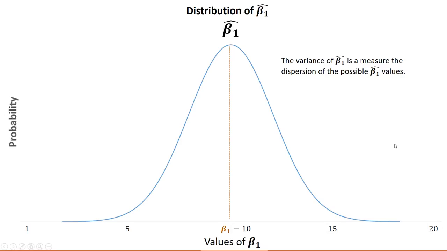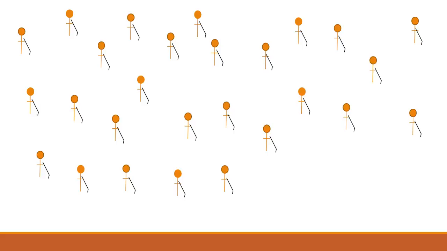Now let me drive this point home. I want to make really clear what we're talking about when we talk about the distribution of beta 1 hat, so that we can understand the variance. I'm going to use a very similar example to the one we used when we talked about the sampling distribution of the sample mean. You'll remember my orange farmers, my total population of orange farmers. I believe this is from lecture number 2.